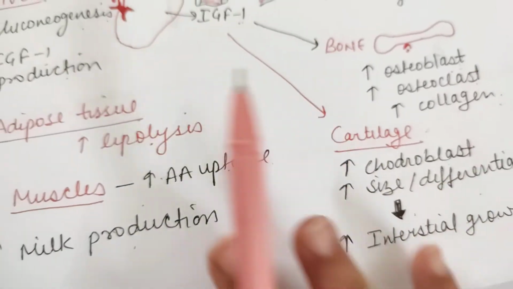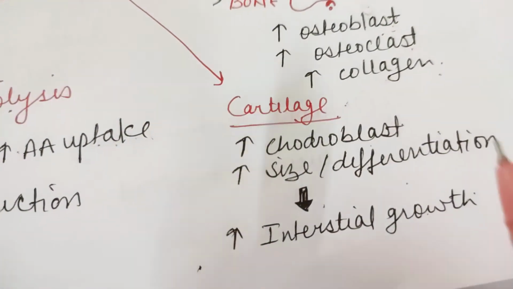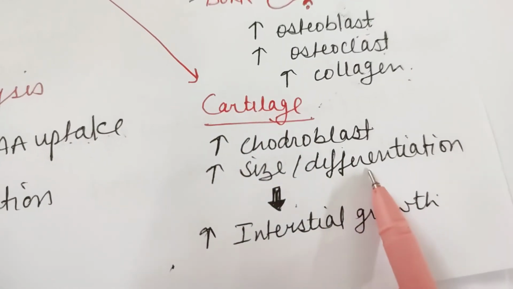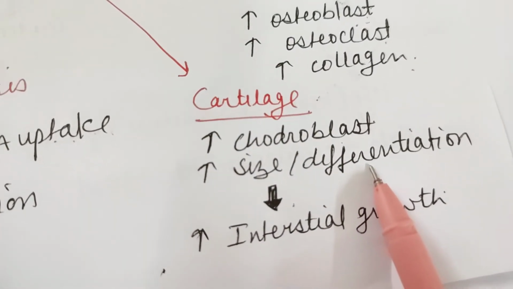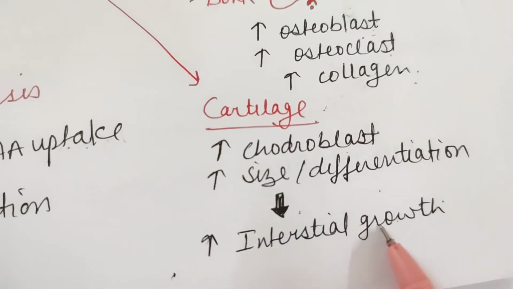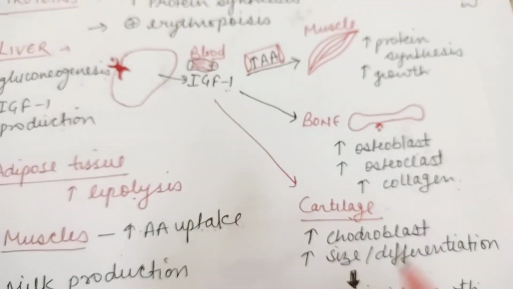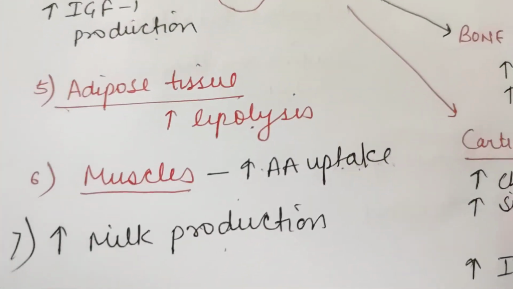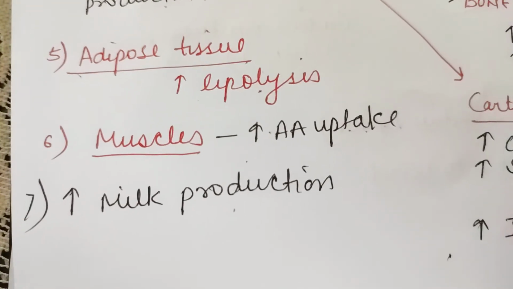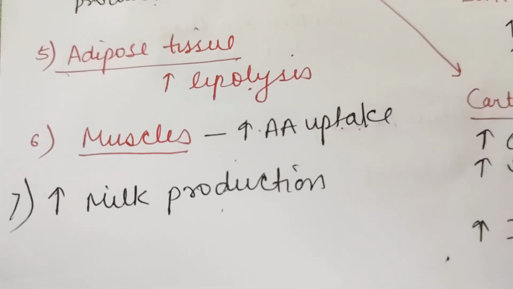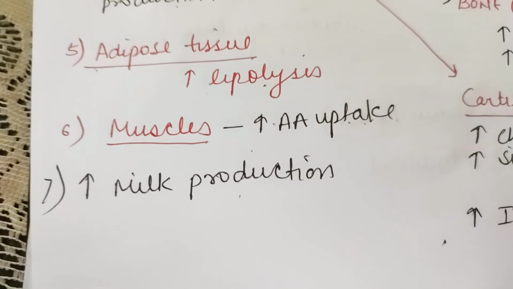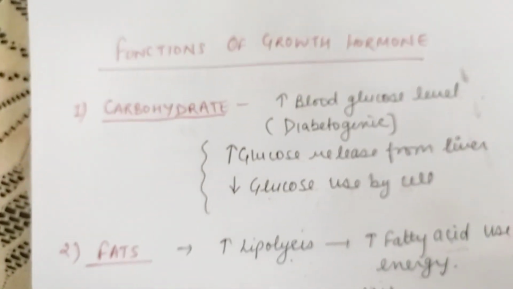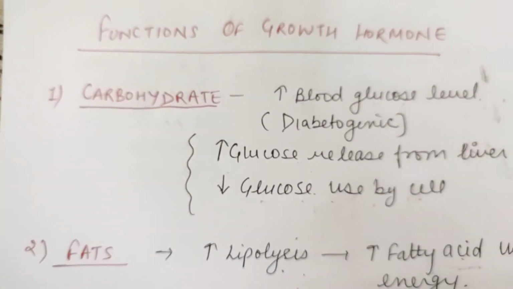For cartilage, interstitial tissue growth is also important. So it stimulates cartilage. It increases the size and differentiation of chondroblasts. So ultimately interstitial tissue growth is increased and bone growth is increased. So ultimately this is overall responsible for growth. In adipocytes we know that it increases lipolysis, and in muscles it increases amino acid uptake and does muscle growth. And the last is that it increases milk production. So that's how you have to write it if you get only the function of growth hormone.